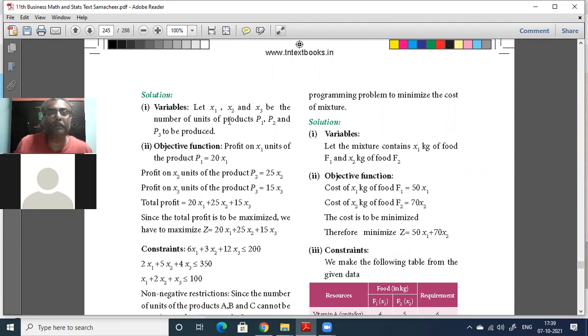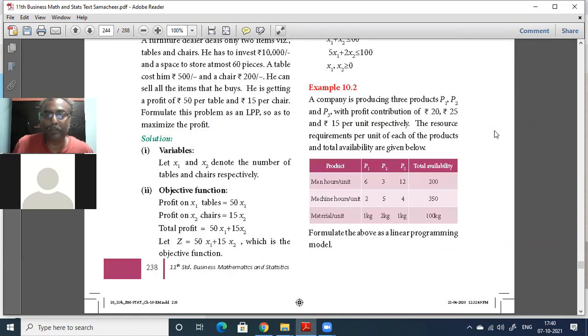What are the decision variables? The number of units of product P1, product P2 and product P3 to be produced. And we assume that you are going to maximize the whole thing, because the company is producing 3 products. What will be the expectation?